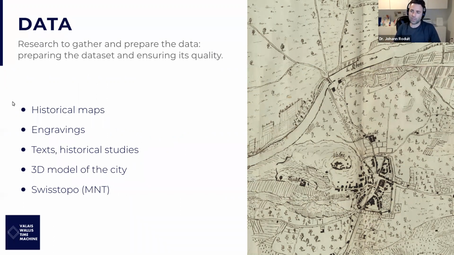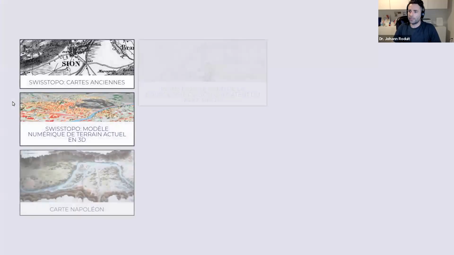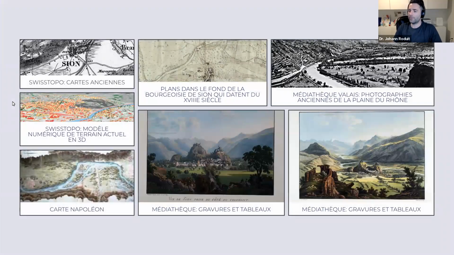In our case, we had historical maps, engravings, text, and historical studies, the 3D model of the city, and Swiss Topo is the federal institute that has maps that are very accurate that we could rely on. And here are some examples of the maps that we had to work with. So some very ancient maps and some very current maps that are more reliable, and even engravings that are more artistic. But this was all historical data that was important for us to gather and to be able to use.